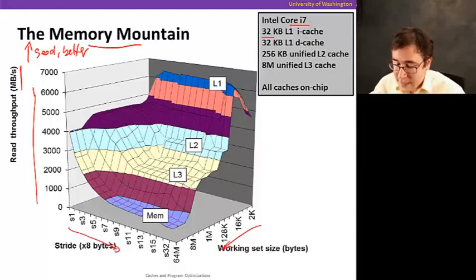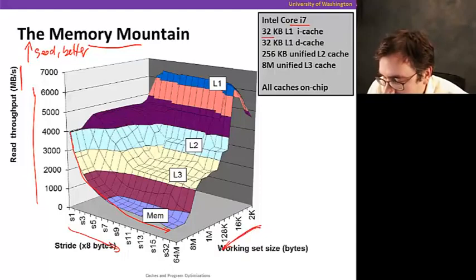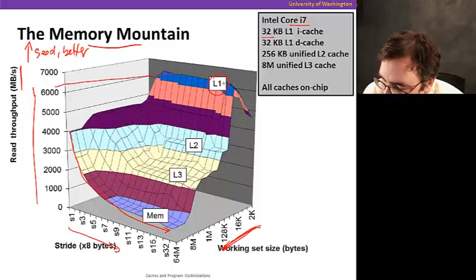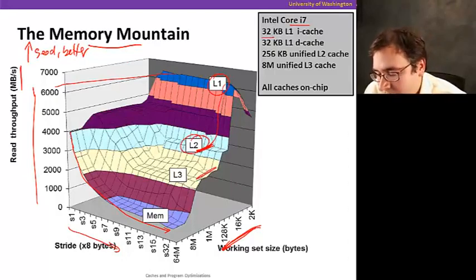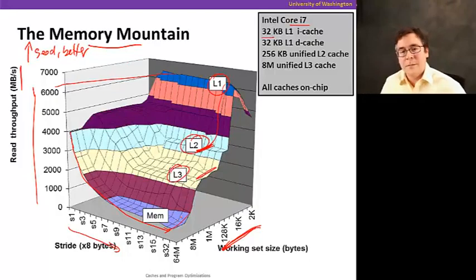First thing to note is, as you increase the stride size, you see there's a general drop in read throughput, because you're not taking as much advantage of spatial locality. Now, the other thing is, if you increase the working set size, if it fits in the L1 cache, you have really, really good high throughput. But then as it doesn't fit in the L1 cache, we drop to the other plateau here, which is whatever fits in the L2. And then the next plateau is whatever fits in the L3. Whatever doesn't fit in the L3, you have to go to memory.